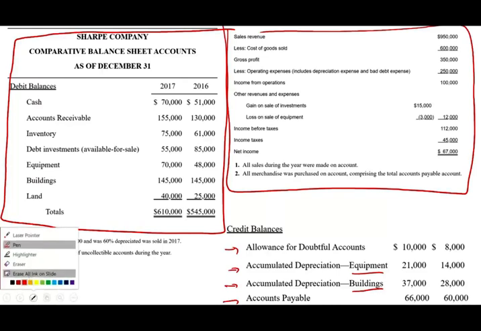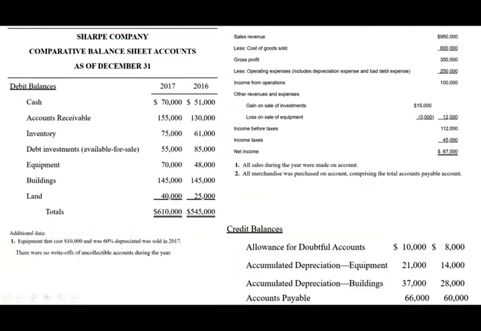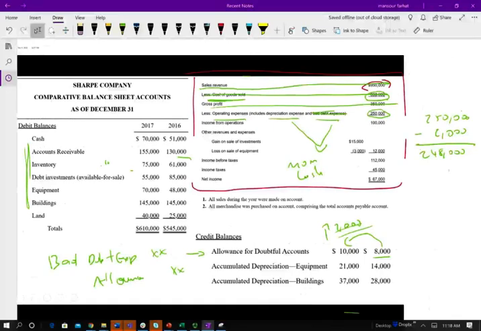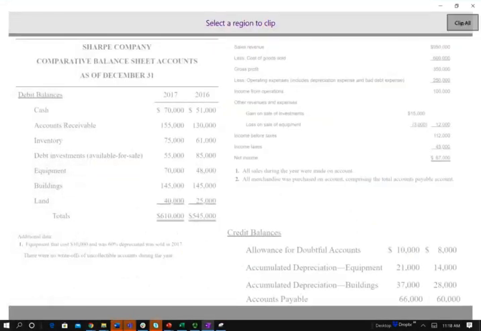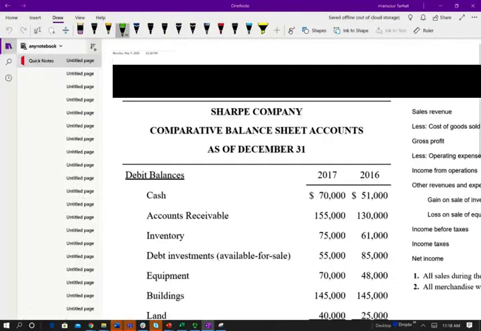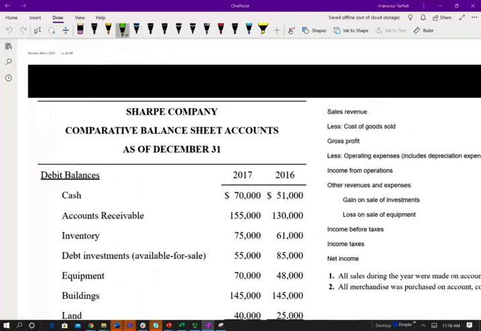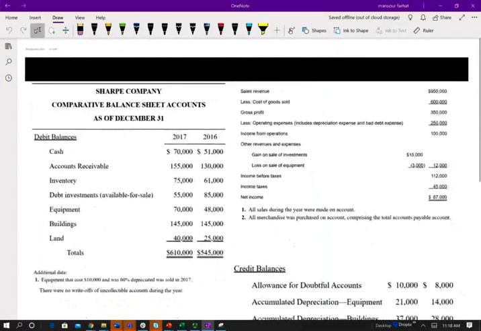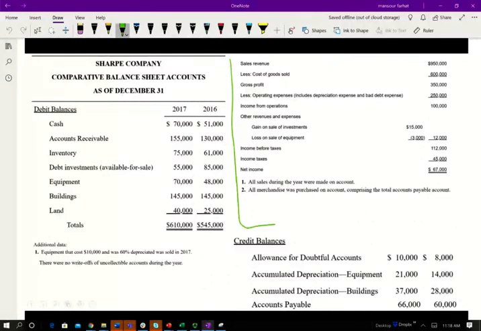The question that could be asked on the CPA exam, or on the CPA simulation, is: compute the operating section of the cash flow statement using the direct method. So what is the direct method? Simply put, the direct method is taking the income statement, which is the accrual income statement, and converting the accrual income statement into a cash income statement. So here's the accrual income statement, and I need to convert this into cash.